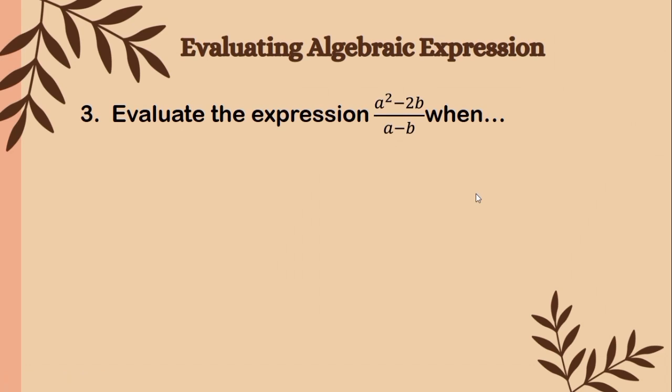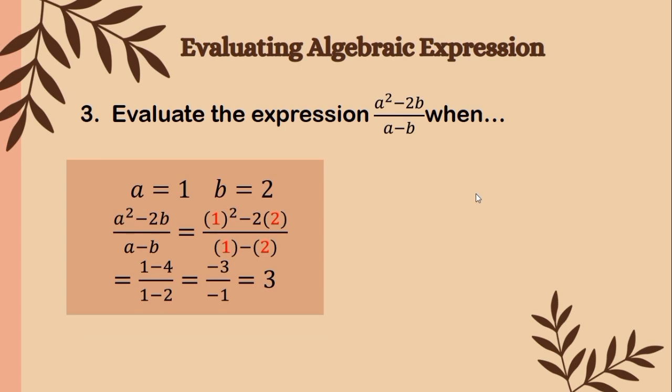Let's take example number 3. Evaluate the expression a squared minus 2b all over a minus b when, so we have two values and two variables. For a, it is equal to 1, and for b, it is equal to 2. To substitute, we simply substitute a with 1 and b with 2. And then we simplify this expression, it will be equal to 3.